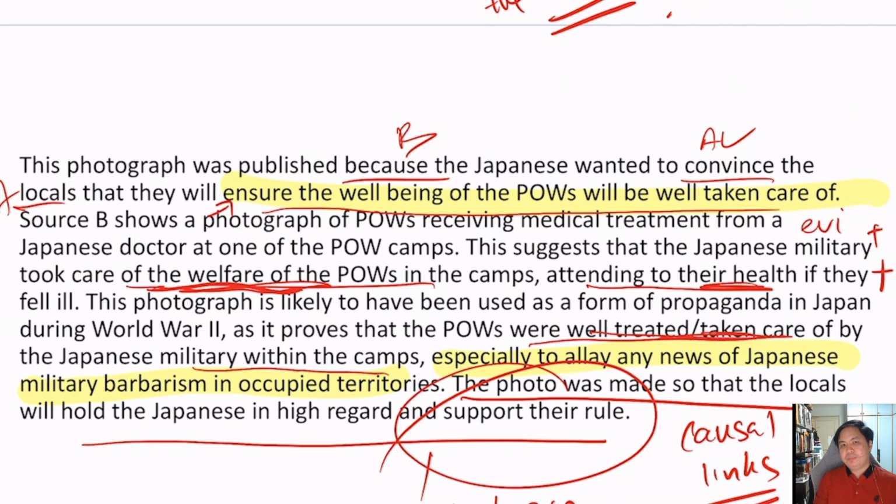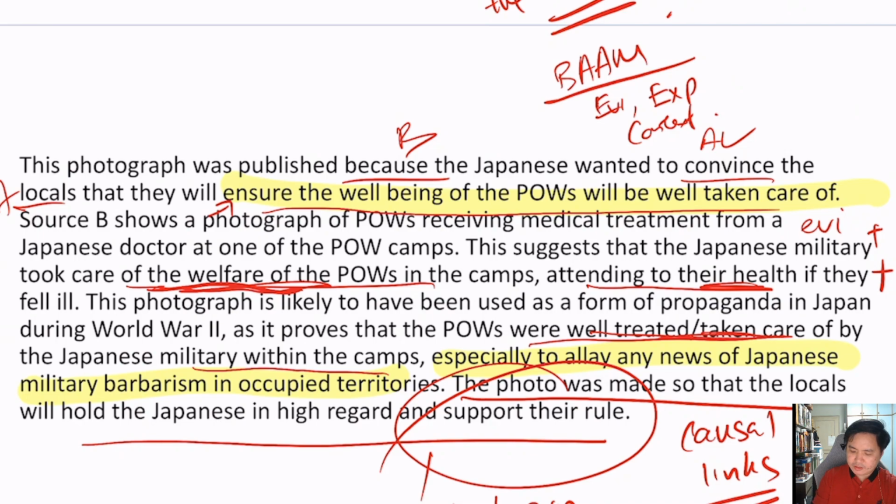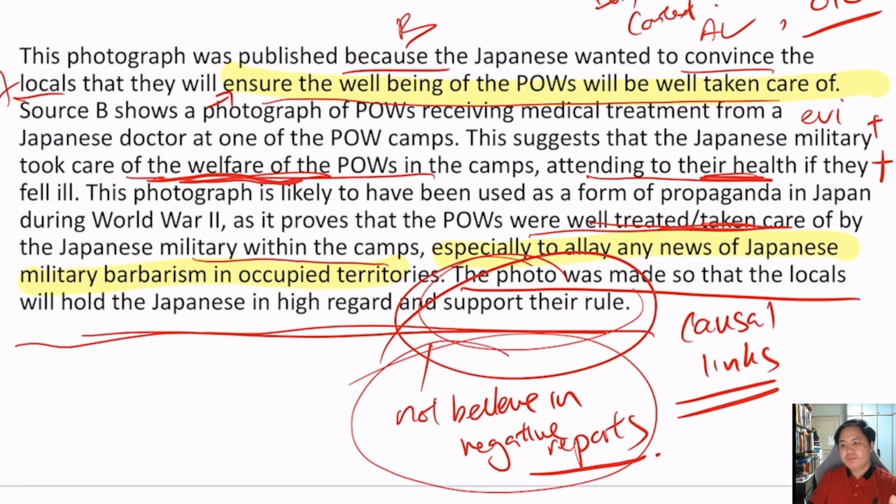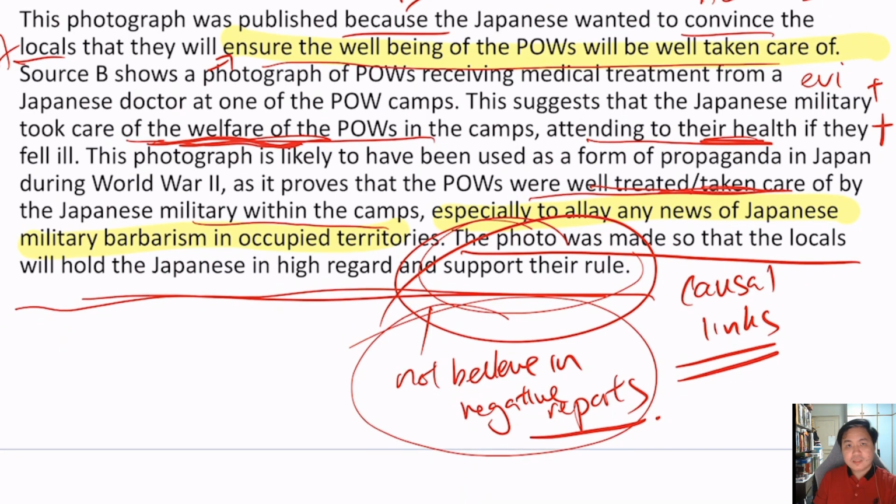So there you have it, a perfectly written answer with the BAM evidence explained. Just to recap again, with the BAM in my first line, then my evidence, then my explanation, then my context, which is the presence of all these news of Japanese military barbarism, and finally my outcome. My outcome, what do I hope my people, my audience will do? Which is they will hold the Japanese in high regard, they will support their rule, they will not believe in all the negative reports that are coming out. Okay?